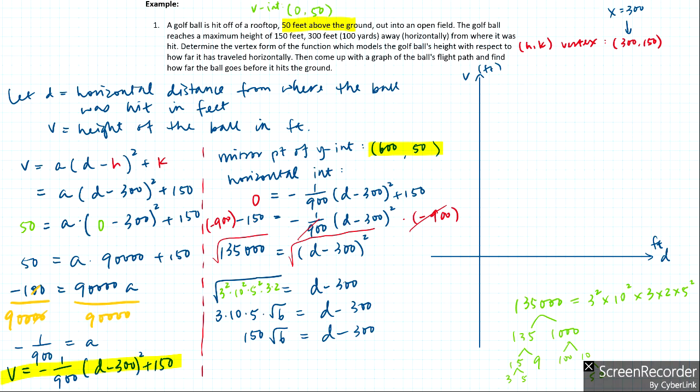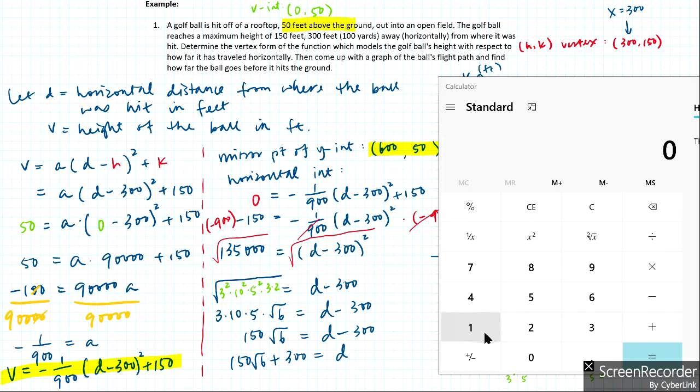And in this case, we would want to find d by adding 300 on both sides. So 150 root 6 plus 300 is equal to d. And this is going to be our horizontal intercept for the path of the ball because we don't want to take the negative answer. If we had negative 150 root 6 plus 300, it would give us a negative value. And to help us graph this point, we will want to find approximately what this value is equal to in general.